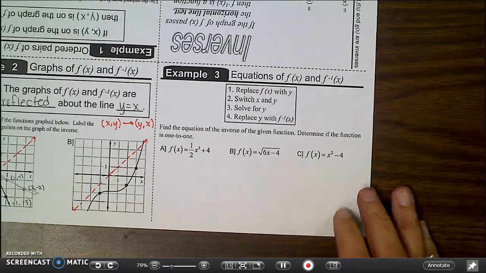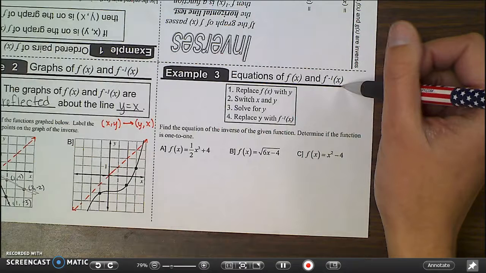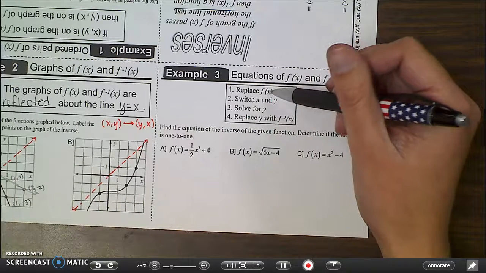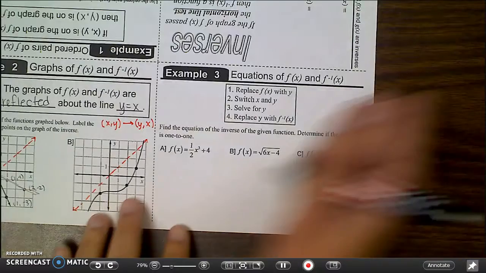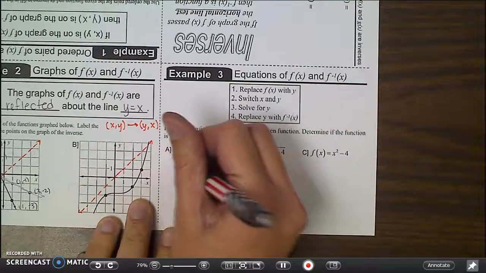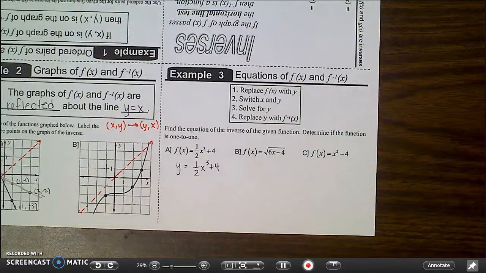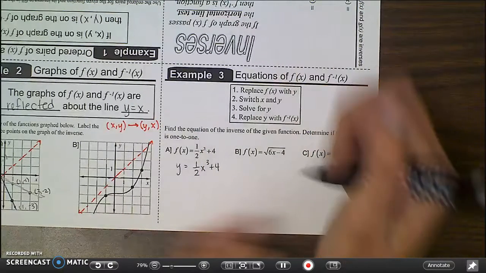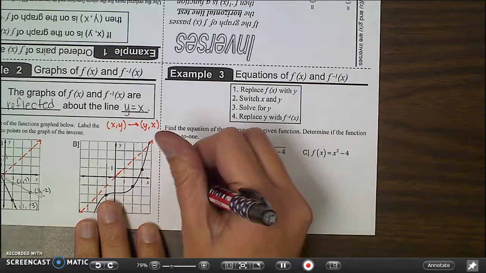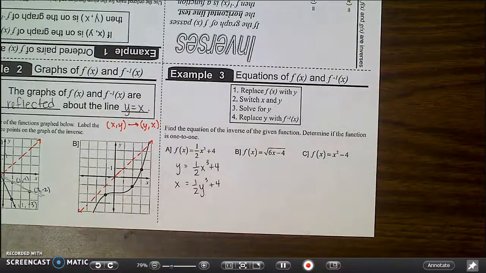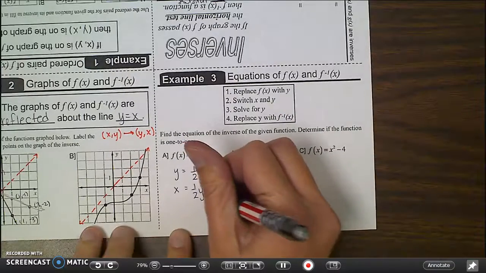And then lastly, if we have equations of f of x and the f inverse of x, so its inverse function, the way we can find it is to replace f of x with y, because that's what it's equal to. So if I do that with a, we'll have y equals 1/2 x to the third plus 4. Then we switch x and y. So this becomes x, and this becomes y. That's what we've been doing this whole time with each of our ordered pairs and everything. Then we just solve for y, so we need to get y by itself. So first I would subtract 4.